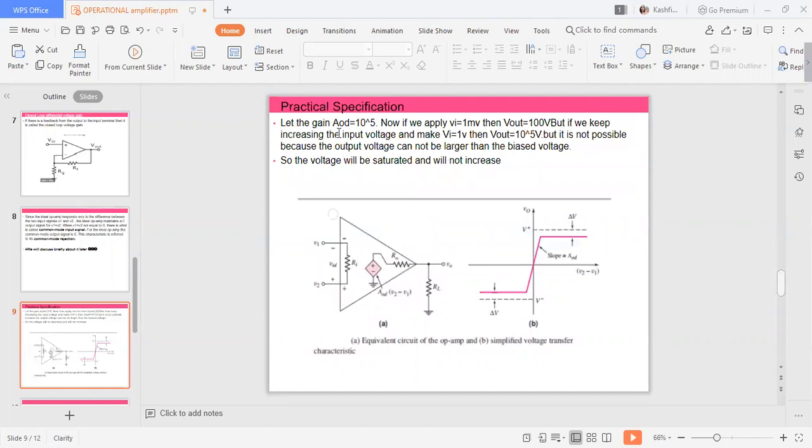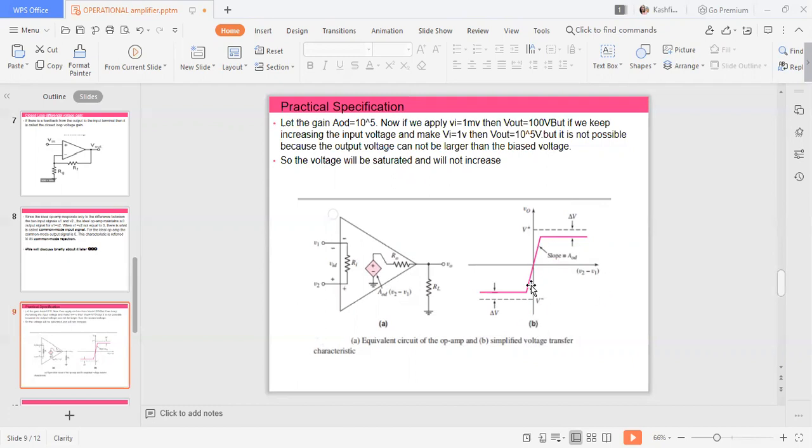Now, practical specification. Let the gain AOD, that is the open loop differential voltage gain, equal 10 to the power 5. Now, if we apply V input equals 1 millivolt, then the output V out equals 100 volt. But if we keep increasing the input voltage and make V1 equal 1, then the output will be 10 to the power 5. That means it is huge. So it is not possible because the output voltage cannot be larger than the bias voltage. So the voltage will be saturated and it will not increase.